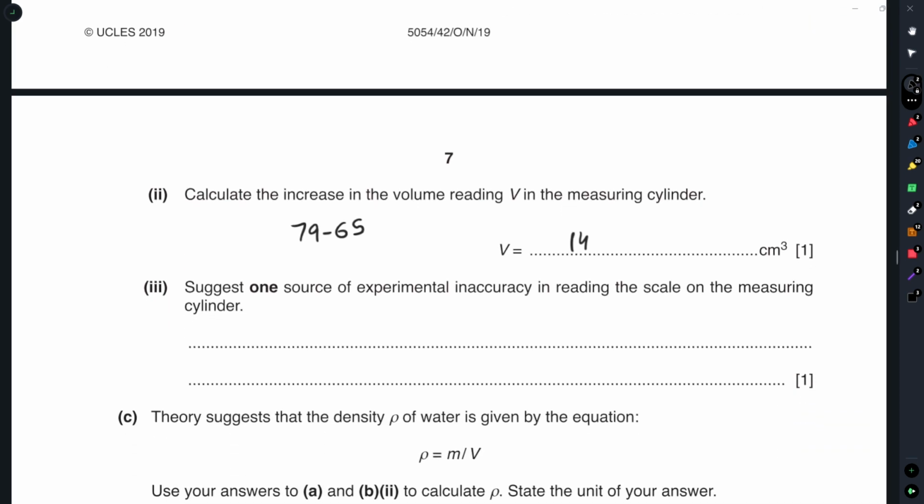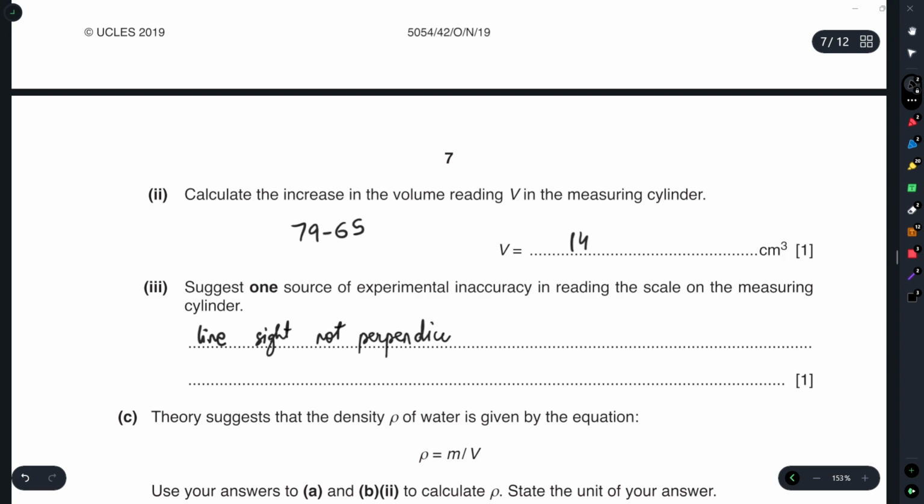And suggest one source of experimental inaccuracy in reading the scale on the measuring cylinder. So of course, in many earlier questions, the question asks you to make an eye which has to be perpendicular. So we are going to say that a line of sight not perpendicular to the scale. Okay? That could be one way of, that would be one source of an experimental inaccuracy.